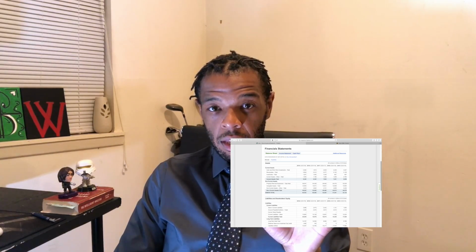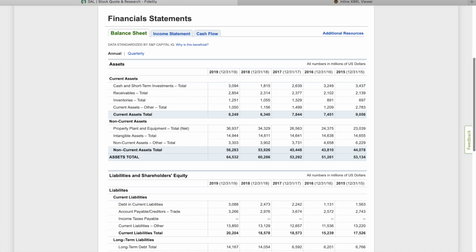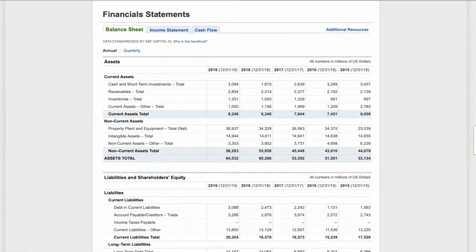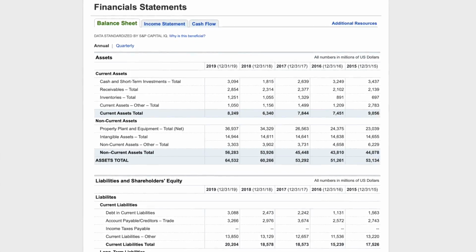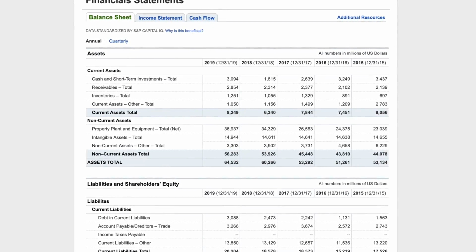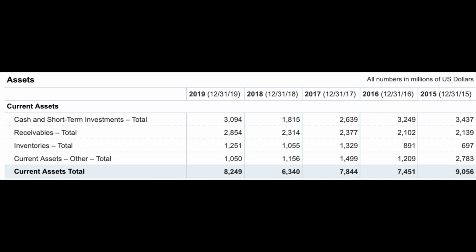And if you don't know what a balance sheet looks like, just for entertainment purposes, this is what a balance sheet looks like, right? So take that in. I'll give you a second, and then we're going to break it up. So first we're going to look at current assets.